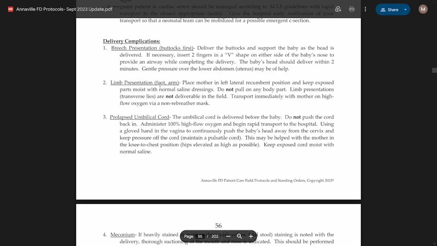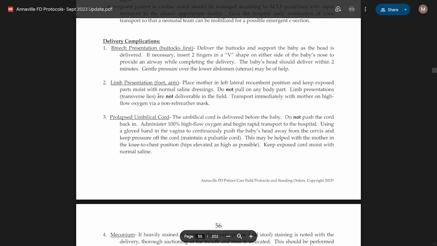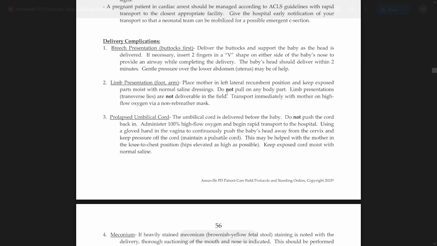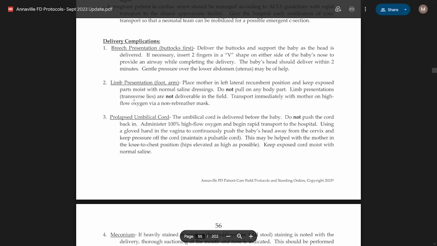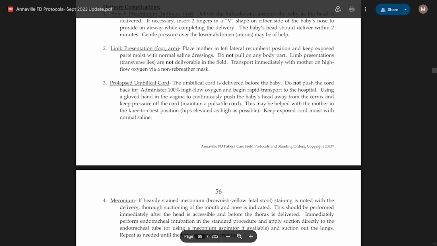For a limb presentation, a foot or an arm, place the mother in a left lateral recumbent position and keep exposed parts moist with normal saline dressings. Do not pull on any part of the body. Limb presentations with transverse lies are not deliverable in the field. Transport immediately with the mother on high flow O2 via non-rebreather mask.